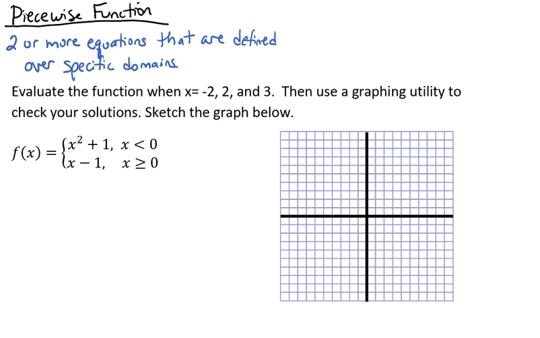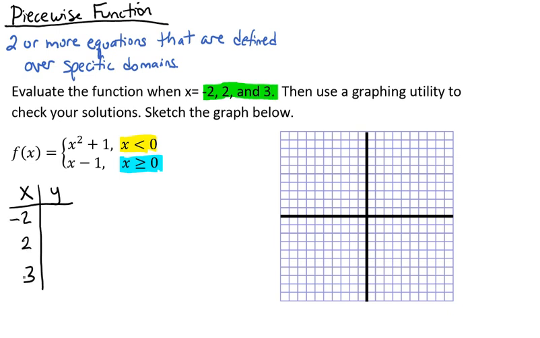the equation, right? F of x equals x squared plus 1, where x is less than 0, so that's one domain, and then x minus 1 whenever x is greater than or equal to 0. So what does that mean and how does that work? What we're going to start off doing first is we're going to create a little XY table here just to keep things orderly, and it asks us to do three numbers. It asked us to plug in or find -2, 2, and 3.